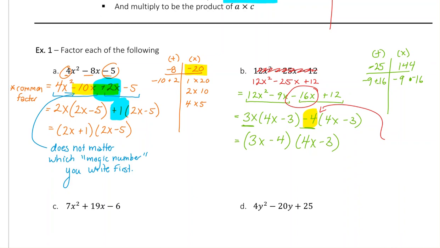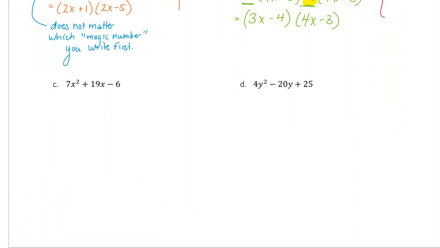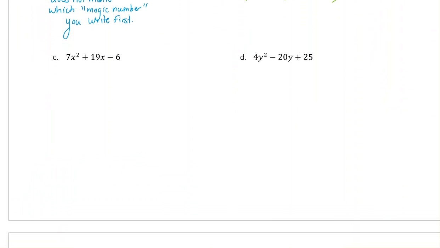Okay, let's continue. Scrolling down. We have 7x squared plus 19x minus 6. We are looking for values that add to 19 and multiply to 7 times negative 6, which is negative 42. Take a second and try and come up with those factors. If you identify those factors as negative 2 and 21, you are correct. Now go ahead and rewrite those into your problem.